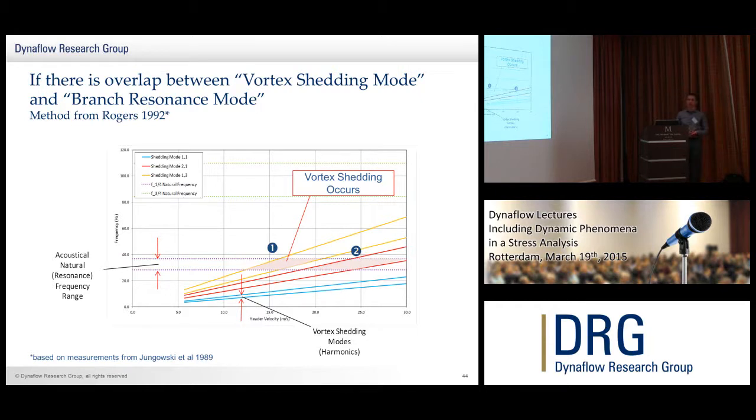Okay, when do we get vortex shedding? Now this graph is taken from the method presented by Rogers in a paper from 1992. I'll explain this more in the next couple of slides, but I'll just show you. You will get vortex shedding if there's an overlap between the vortex shedding modes, which is shown as the gap between the blue lines, the red lines, and the yellow lines. So this is 1 mode, 2 mode, 3 mode. And this is the velocity and the head of velocity. On the vertical axis, these are the natural frequencies of the dead end branch. And if you have an overlap between the two, then you can have vortex shedding.